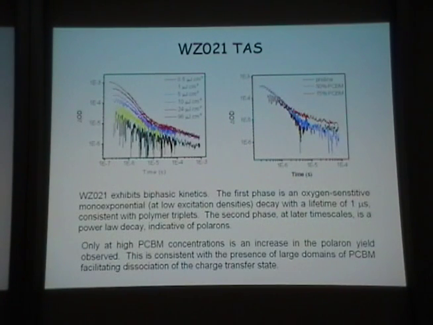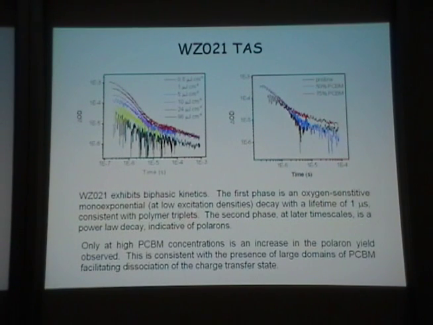WZ021, however, gives completely different TAS results. When we look at our decay over time, we can see that we have biphasic kinetics. When we do oxygen-dependent measurements on this, you can see that the fast phase is oxygen-dependent, whereas the slower phase is not. Absolutely no dependence whatsoever, and we did this in pure oxygen just to check. The first phase has a lifetime of about 1 microsecond, which implies the polymer triplet rather than the PCBM triplet, which is consistent with our emission results.